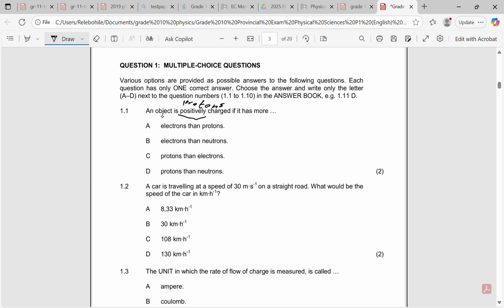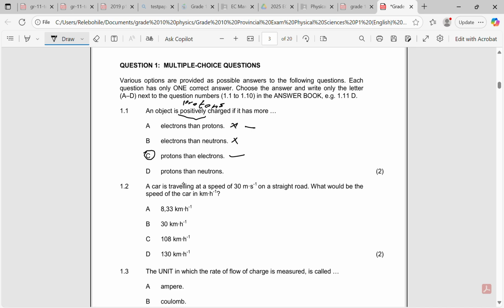So here they say an object is positively charged if it has more electrons than protons. That would be wrong. Electrons than neutrons, that would be wrong. If it has more electrons than protons, it means it would be negatively charged. Protons than electrons, this one definitely is going to be our option. D says protons than neutrons. No, that one won't work. So the correct option here has to be D because they're saying positively charged. If it has more protons than electrons, then it definitely is positively charged.